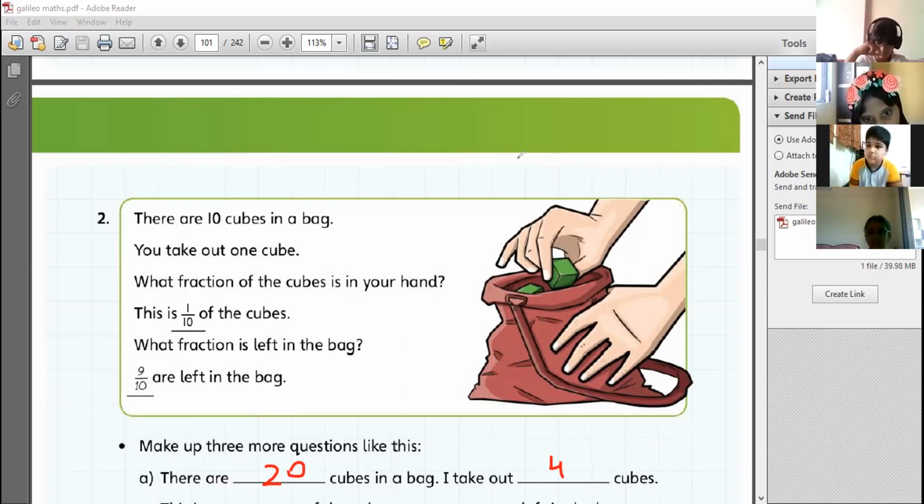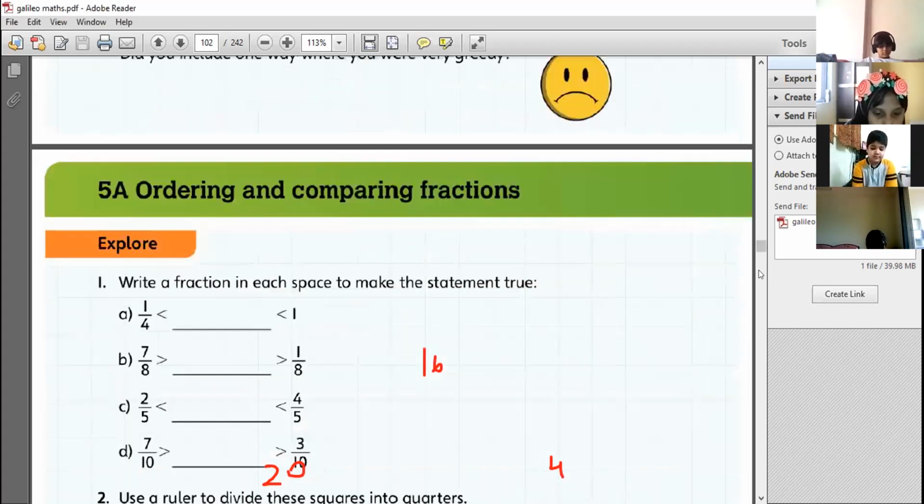What am I left with? 3 upon 20? 2 upon 20? Manha said the right answer. What is it? 16 upon 20. How, Muhammad Ali? 20 minus 4 is how much? 16. So how many cubes are there in my bag? 16. So what fraction is it? 16 out of 20. Okay, is it clear? Manha is very good at calculation. But it's very easy, beta. This is quite simple.